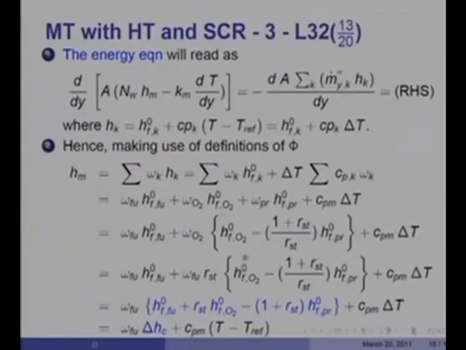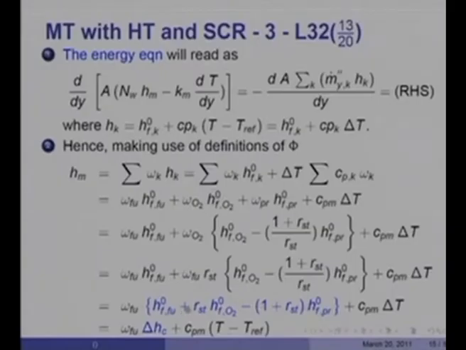So, I am replacing omega product by minus (1 plus R_st) omega Fu, and omega O2 itself would be equal to omega Fu R_st, plus Cpm delta T. As a result you will see I get omega Fu into H naught Fu plus R_st H naught O2 minus (1 plus R_st) H naught F product plus Cpm delta T. This essentially means that this is the total enthalpy of the reactants. 1 mole of fuel combines with R_st moles of oxygen. Therefore, this is the enthalpy of the reactants and this is the enthalpy of the product.